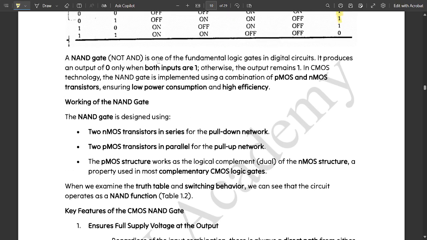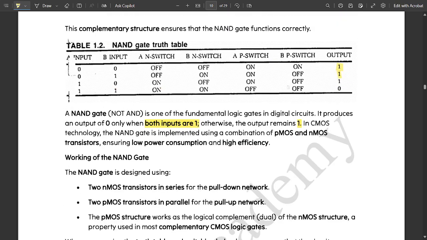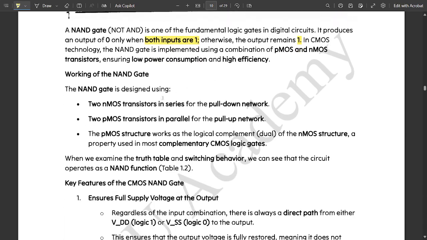Next, a NAND gate, not of AND, is one of the fundamental logic gates in digital circuits. It produces an output of 0 only when both the inputs are 1. Otherwise, the output remains 1. You can see the truth table here. When both the inputs are 1, only then is the output 0. For all the rest of the combinations, the output is 1. Working of the NAND gate.